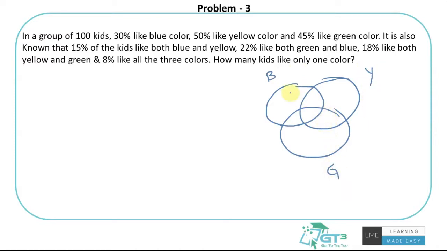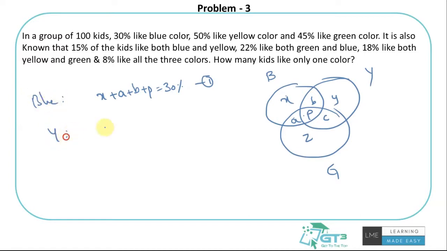Right? So as I said, I take X, Y, Z, A, B, C, and the common is P. So 30% like blue color, that is people who like only blue, people who like blue and yellow, people who like blue and green, and people who like all 3 colors. So X plus A plus B plus P is 30%. Right? People who like blue color.